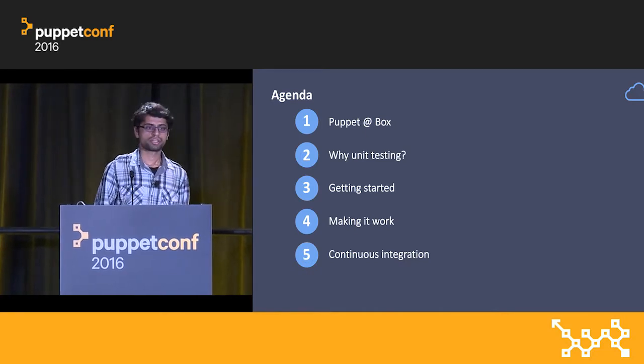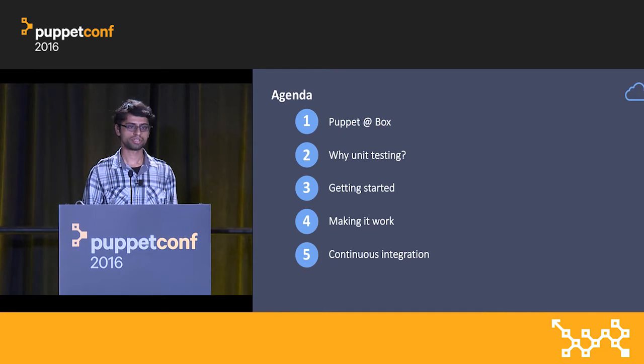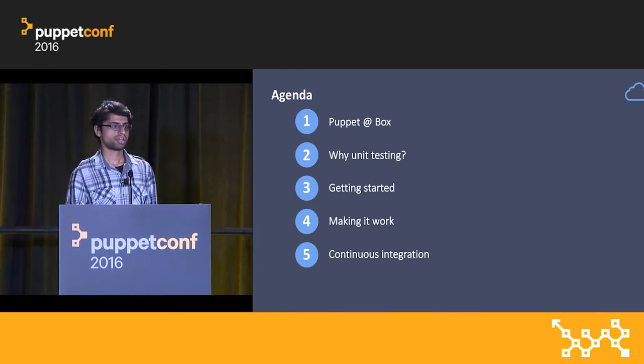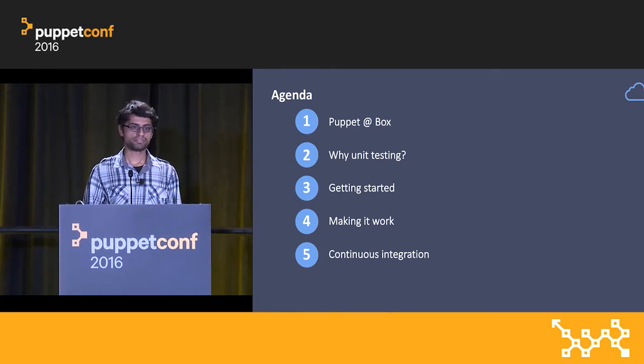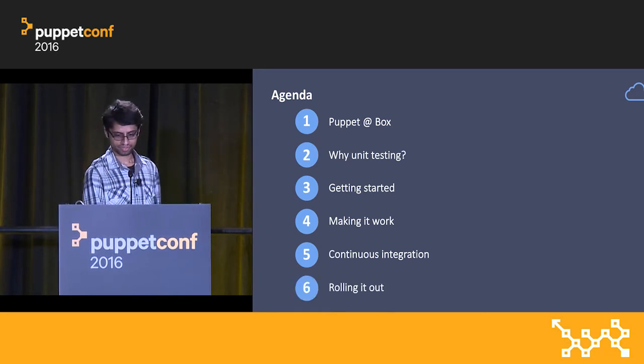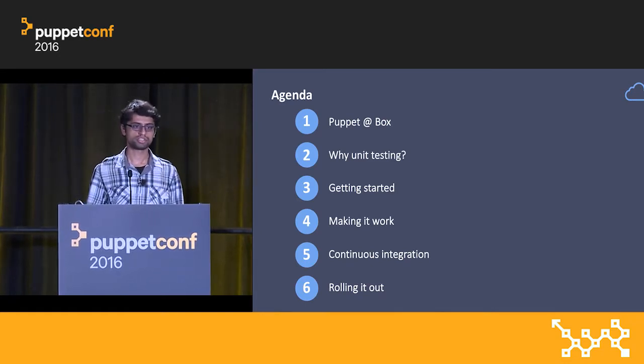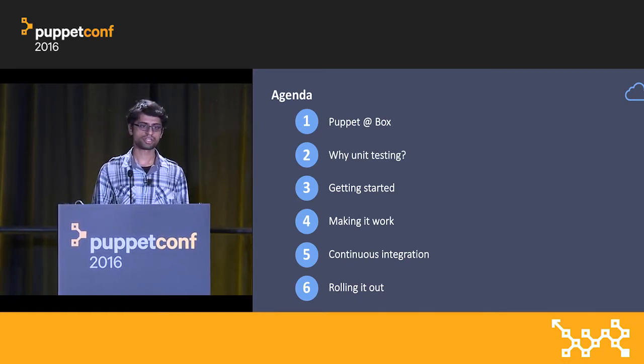This will be followed by a discussion on how we set up a CI system for our Puppet code base. We are now able to run all of our tests in a fast and efficient manner on every change. We will show you how we got there. Finally, we'll discuss some of the challenges we're having in fully rolling this project out to the entire engineering organization.